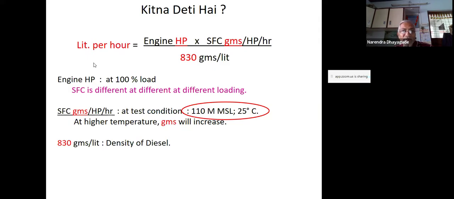So by definition, the SFC means it is liters per hour, that is engine HP multiplied by SFC grams per HP per hour. 830 grams per liter is the density of the diesel. It varies. It may be from 850 grams to 830 grams or like that. So engine HP is at 100%. So normally the SFC is mentioned at 100% load. So SFC is different at different loading.